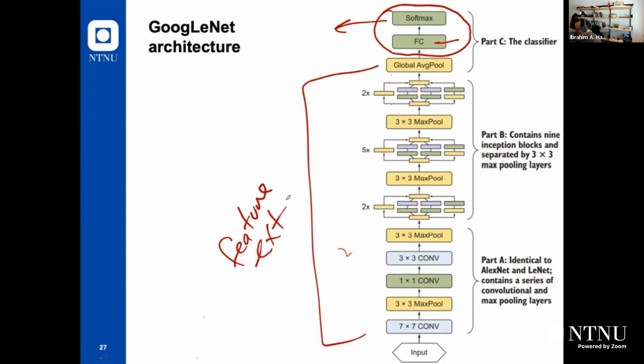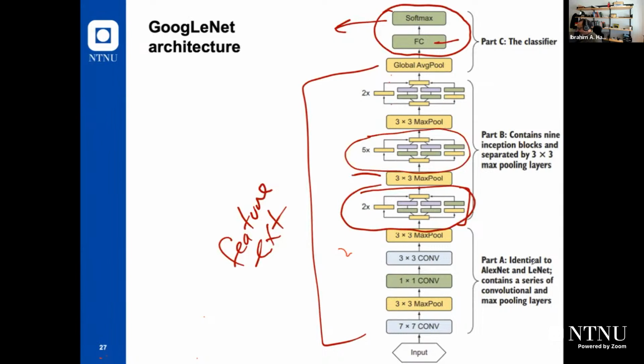So the feature extraction part consists of a conv layer followed by max pooling, conv, max pooling, and after that inception, followed by max pooling, inception, max pooling, inception, global average pooling, right? So just build this inception module and try to build your model like this. So this is GoogLeNet.